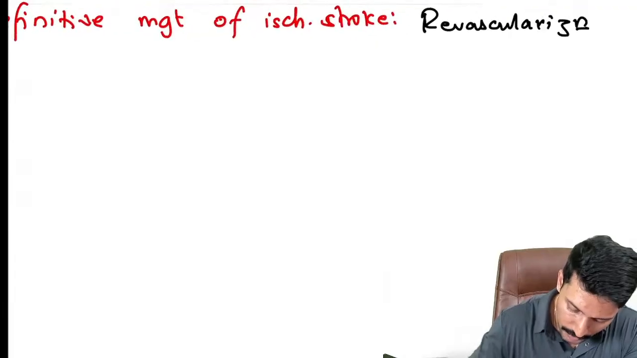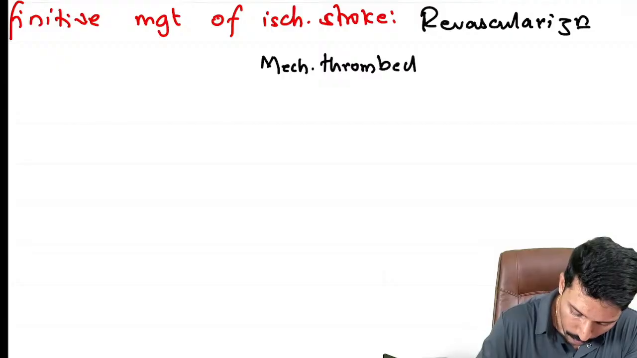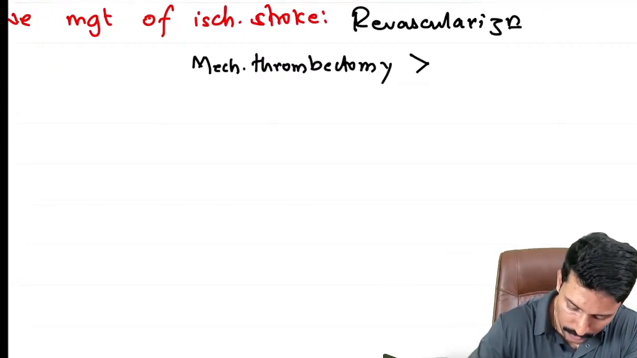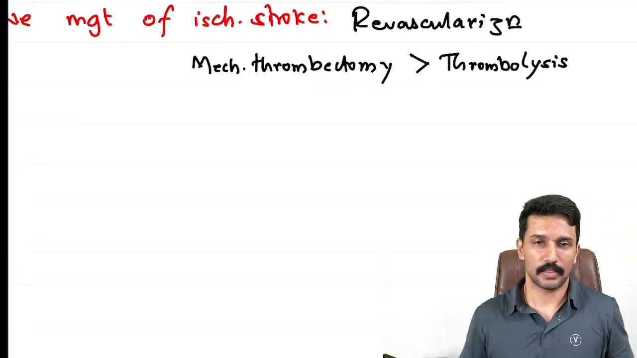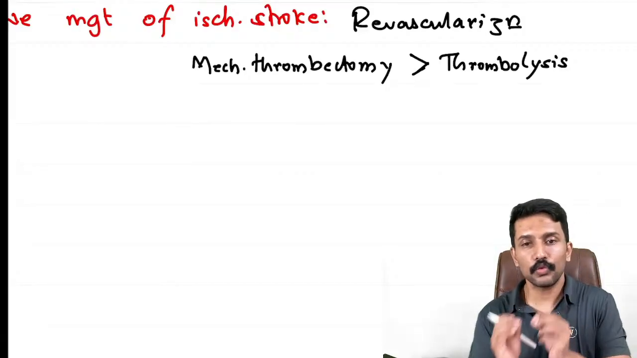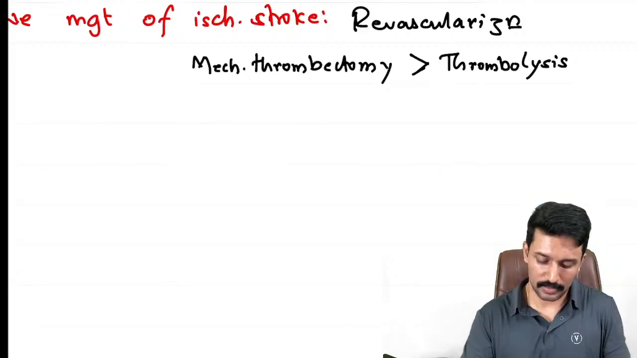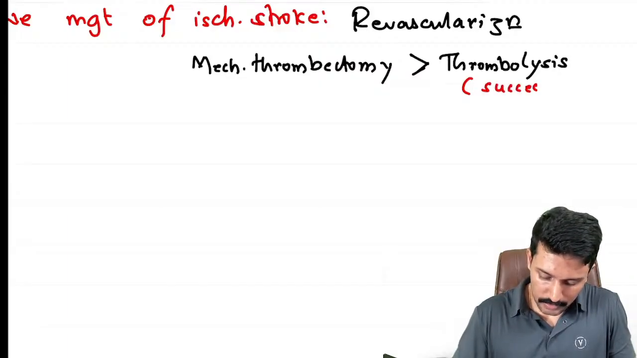And that can be done by two mechanisms. One is mechanical thrombectomy, similar to angioplasty, or you can have another method where you are doing thrombolysis. You are giving drugs to dissolve the clot. You can call it either thrombolysis or fibrinolysis. In terms of efficacy, mechanical thrombectomy is superior to thrombolysis. Thrombolysis is successful in less than 50% of cases.